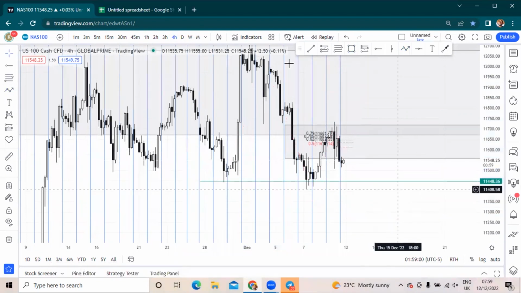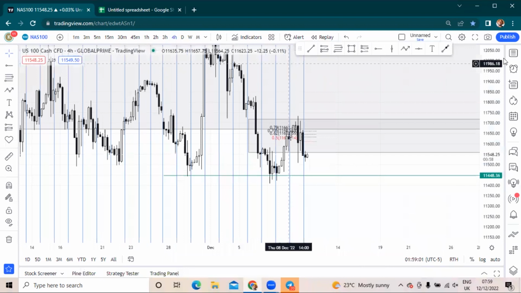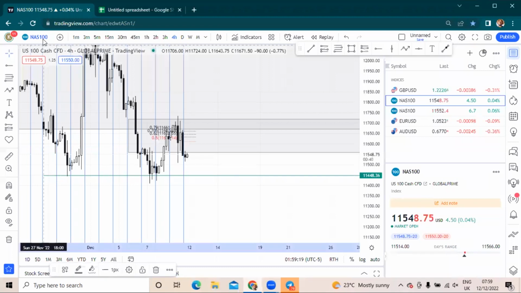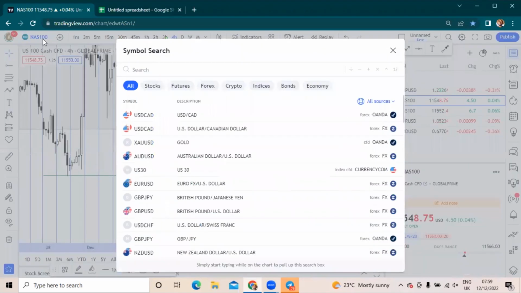So that's all for NASDAQ. Let's look at US30. If it's going to be the same, it should look the same. Let me pause this. So let's look at US30.